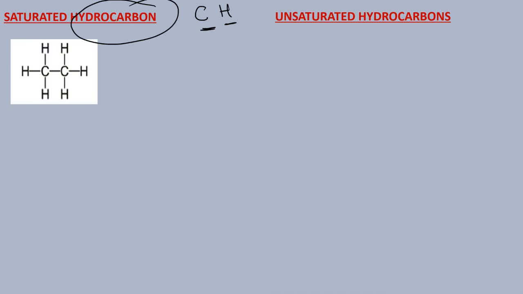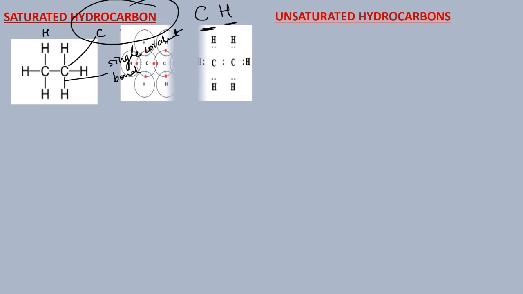You see here, how many elements are used? Only carbon and hydrogen, and they are having only single covalent bond here. So whenever they are having only single covalent bond, they are saturated hydrocarbon. You can see the next picture. This is electron dot structure, how the bond is formed by sharing only one electron of each carbon and hydrogen.